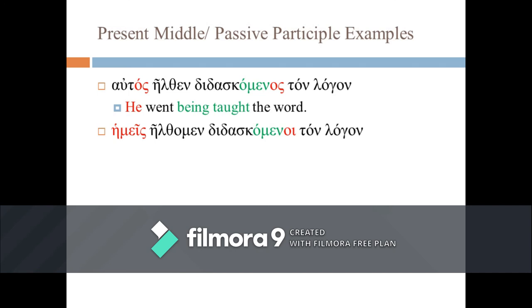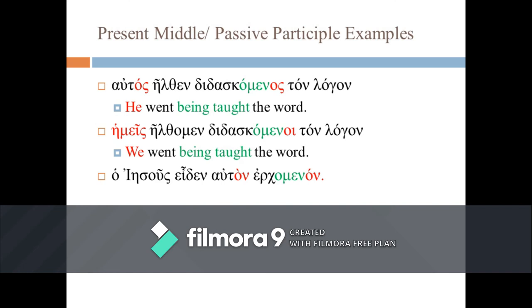In Greek, any group that consists of men and women, the masculine term is used. So if it's plural, it will always be masculine unless it is all women. So we get, we went, and since this is passive, being taught the word. Now I'm using the being because the present is continuous, right? The aspect of the present is continuous. So I want to bring that out. So I'm going to say we went being taught the word.